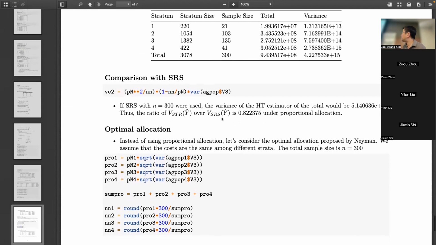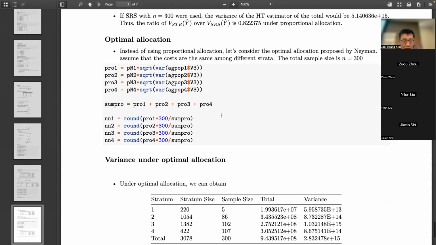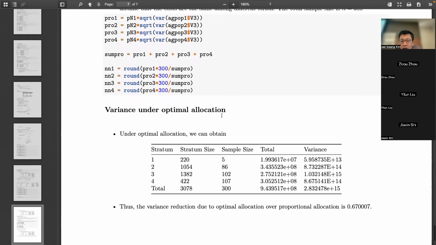Now let's try optimal allocation. This is what I'd like to show. If you do that, then this is your result, 2.83. And the variance reduction due to optimal allocation over proportional allocation is 0.67, which is quite a good, big reduction, right? You have the same stratification, you only change the sample size. I mean, the total sample size is the same, right? So if you allocate your resources cleverly, you gain a lot.